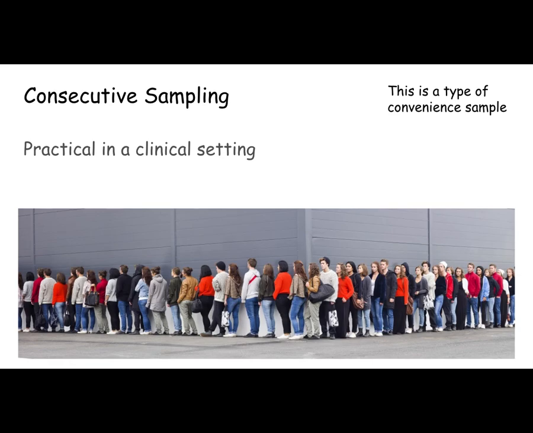Another frequent kind of sampling in clinical papers is consecutive sampling. In this kind of sampling, they just take the next 20 clients who walk through the door as the people that they ask to be in their study. And this is another kind of convenience sample because it's not random.